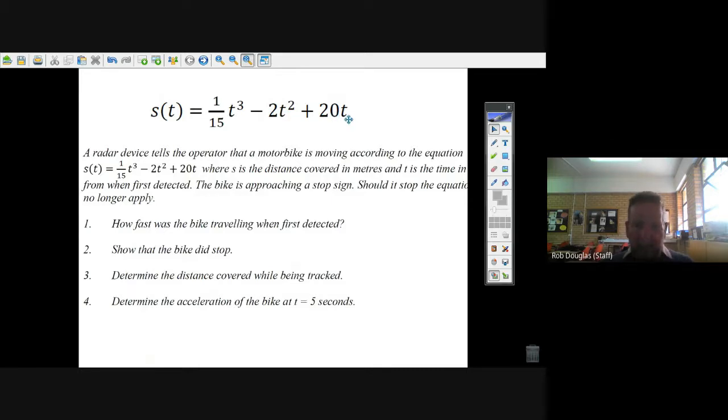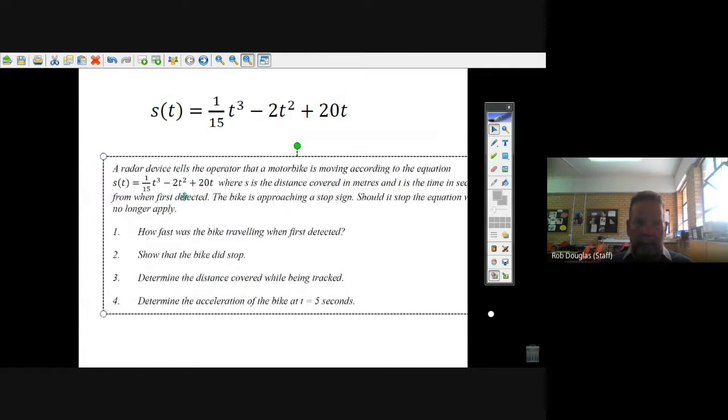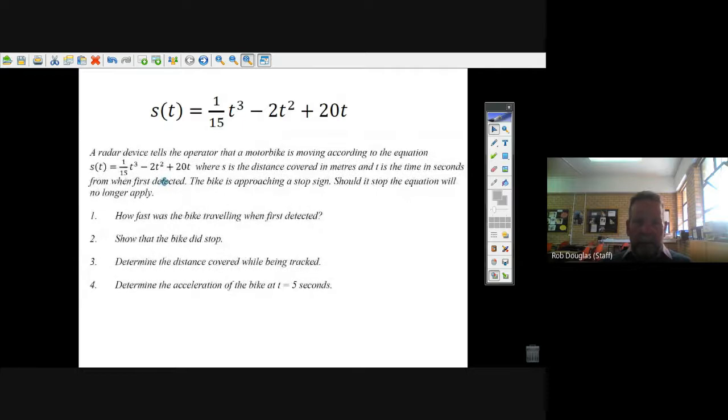They say t is... t, sorry, s is the distance covered and t is the time in seconds. I better make this a bit smaller, I cut it off a bit. It's the time in seconds. So this whole thing is how many meters it's gone after a certain time in seconds.